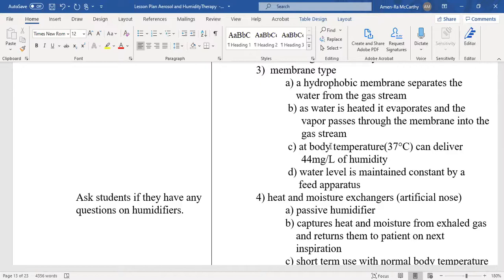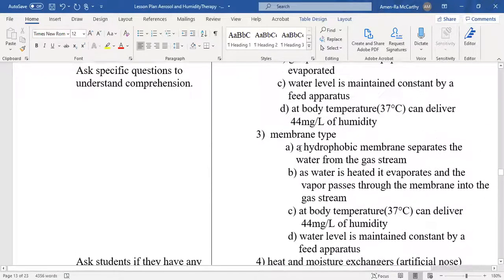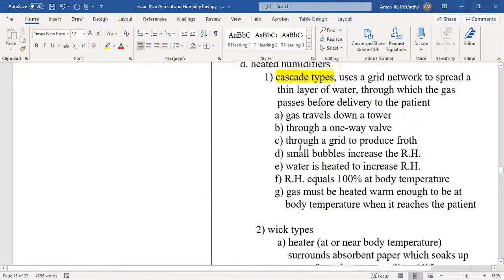And so whenever they took off the IPPB, which is at the end of your term, they stopped testing on that. So we took it out of the curriculum. All right. So things like that, but this is still in there. This is still in there. All right. Now, what's the next type of humidifier?